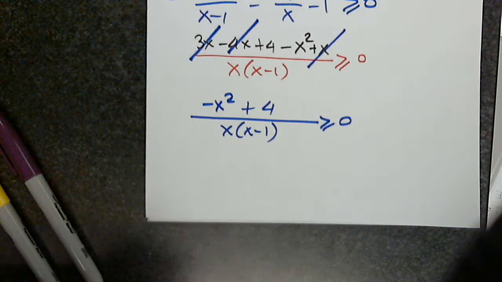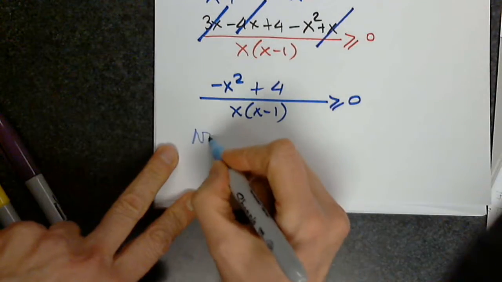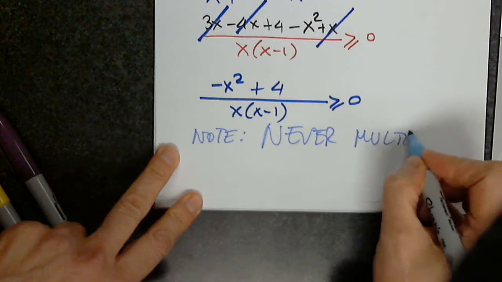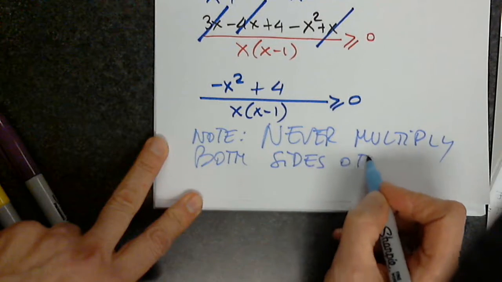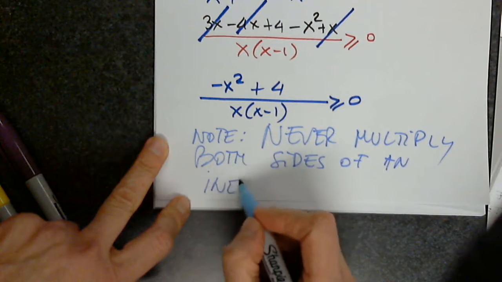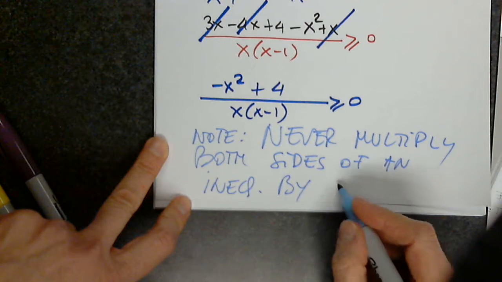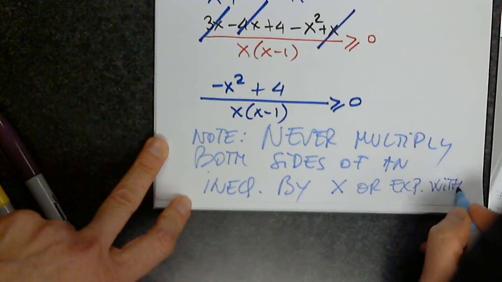Because I can hardly wait to say no. Yes. Okay. Note. Never multiply both sides of an inequality by anything that has a variable in it, x or expressions with x. Never.